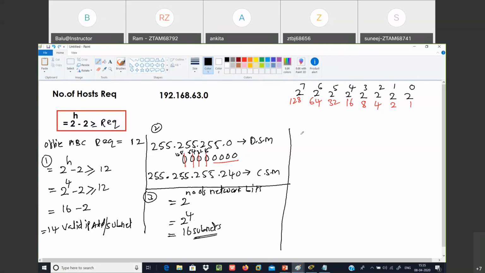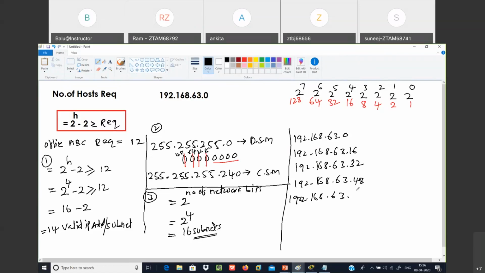Now go for the network ID and broadcast ID ranges: 192.168.63.0. Here the least converted bit value is 16. So the next is 192.168.63.16, then plus 16 gives 32, plus 16 gives 48, plus 16 gives 64. As you keep on adding, how many subnets can we get here? 16 subnets, right?